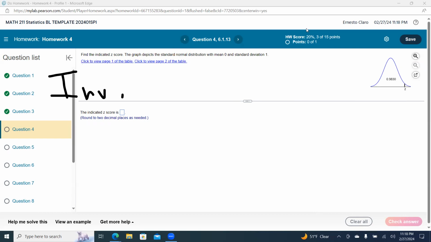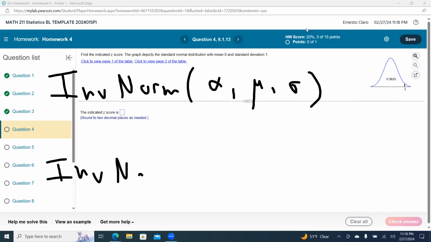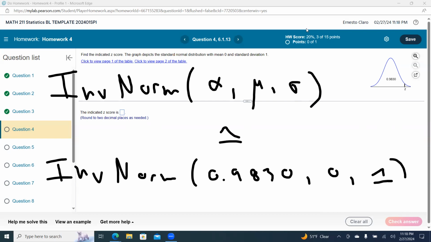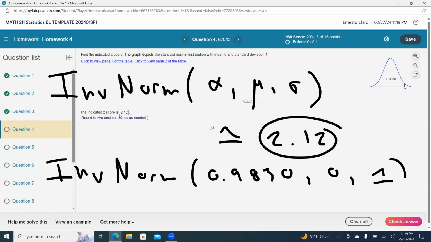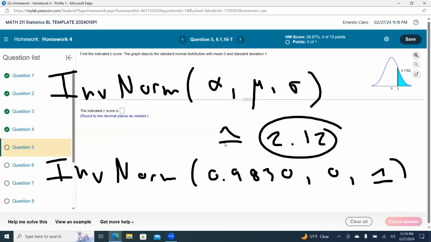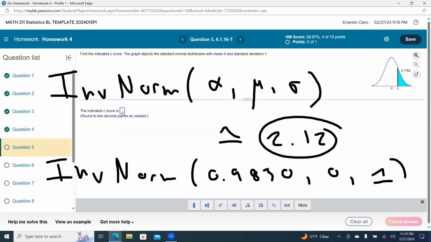So it is inverse norm. Alpha usually is for area, comma mean, comma sigma. That's the syntax. Inverse norm, it is that area 0.9830, comma 0, comma 1. This is a z-value, 2.12. Stats is just so exciting. Okay, so we have it right there.